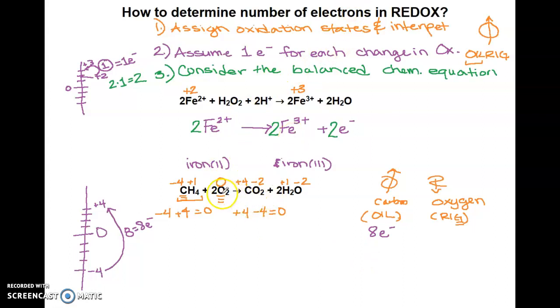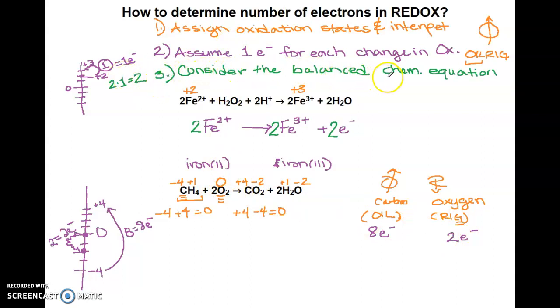Let's talk about oxygen. Oxygen went from 0, right there, down to -2, 1, 2. So we'll do a squiggly line so we can see oxygen is different. That's a movement of 2, so that equals 2 electrons. So this is a loss of 8 electrons and a gain, sorry, I might have said loss there, gain of 2.